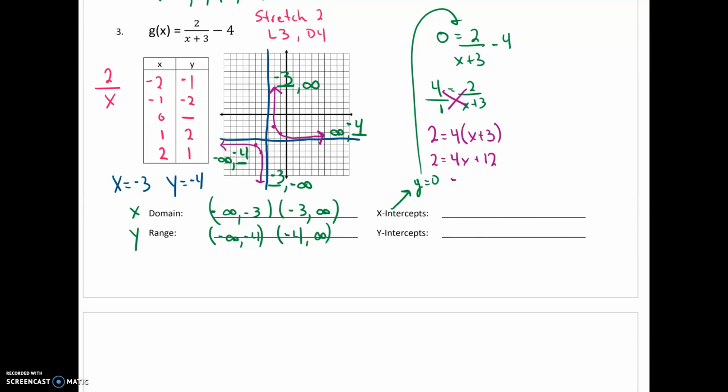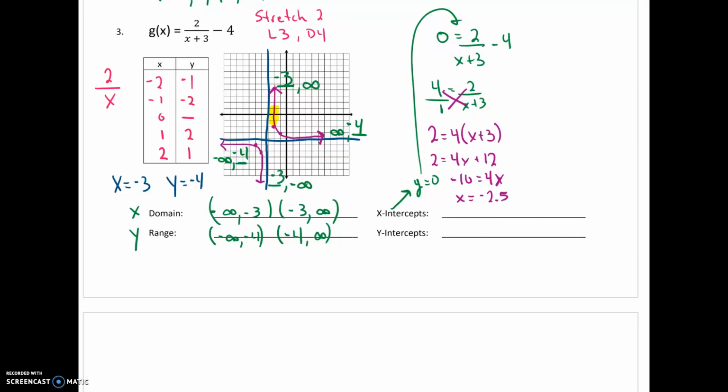I'm going to subtract the 10 first. And then after that, I am going to divide by the 4. And when I do that, my x-intercept is at -2.5, which, if you kind of look at the graph, so if you look at the x-axis, you can kind of see that there, that would be close to -2.5 if I actually graphed it correctly.